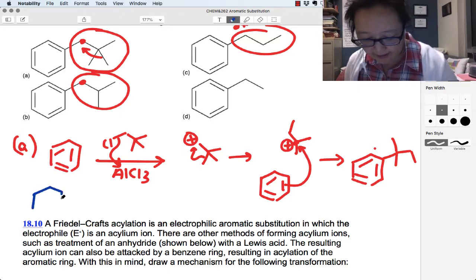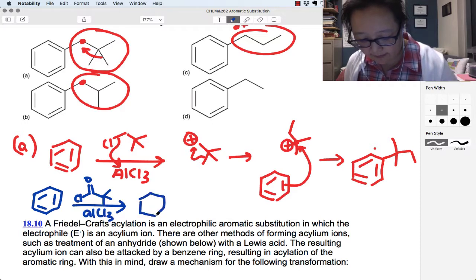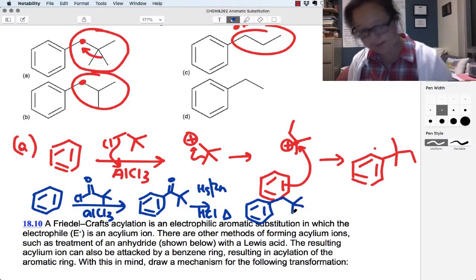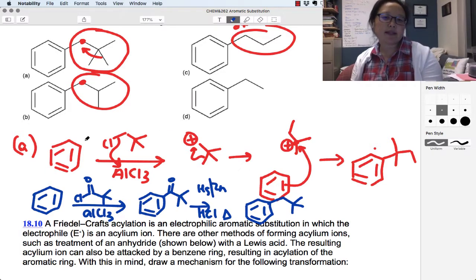So for A, I'd have to say that I would want to do the acylation instead using this and AlCl3. And then I can really fix it so that it'll have this. And then I'll do Clemmensen reduction. And then I will end up with the final product that I wanted. Okay, so that's really the effective use of the Clemmensen reduction right there.